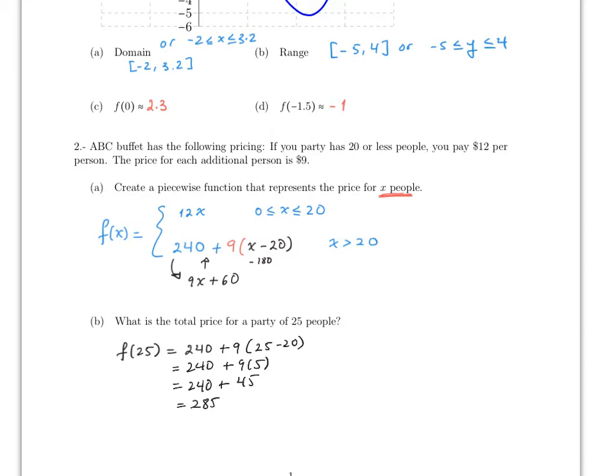This is 285. Or f of 25, you use the second equation, which will be this one. This will be now 9 times 25 plus 60, which again is 285. So it's up to you which one you want to use.